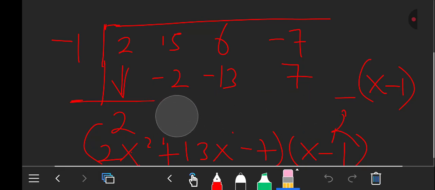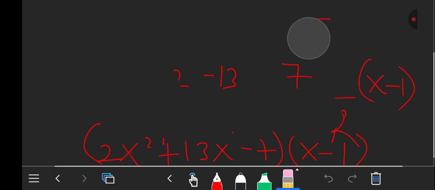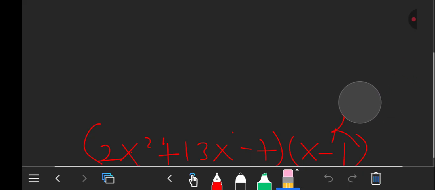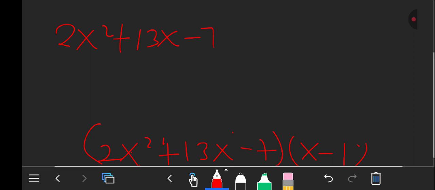So let's now factorize the quadratic. For factorization of quadratic, you just need to check if the quadratic function you've gotten is factorizable. If it is not factorizable, then this is where you end. But if it is factorizable, you need to check. So let's take 2x squared plus 13x minus 7. Let's find the product, the sum, and the factors.